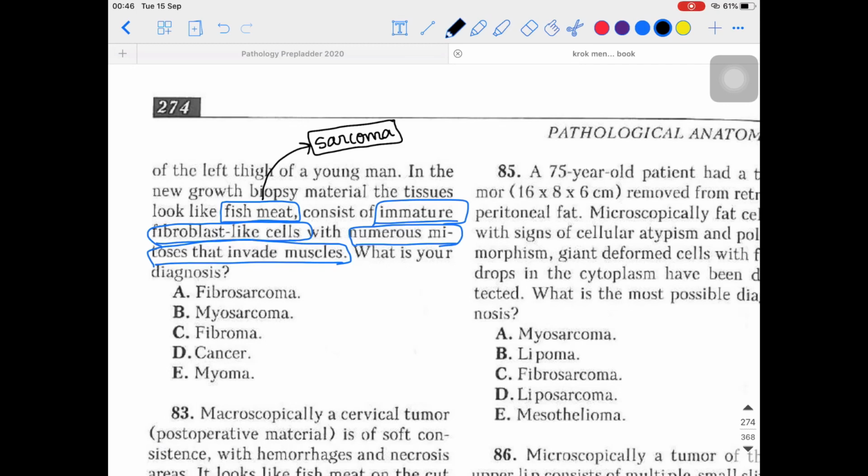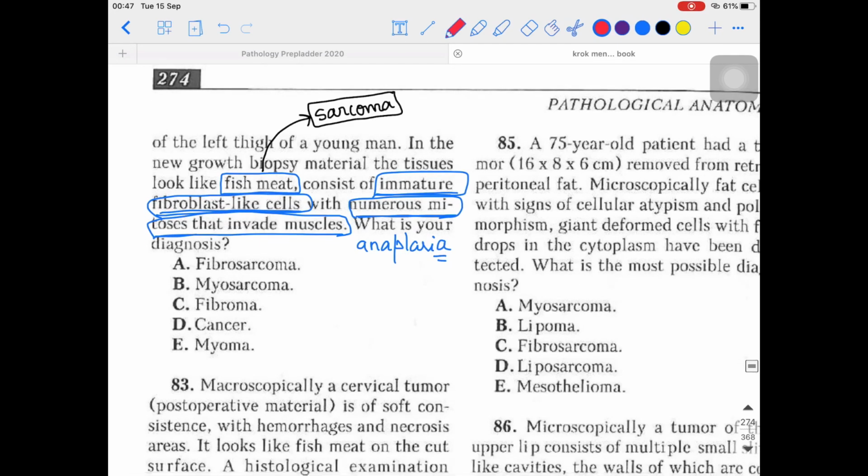Out of these three, they actually mentioned at least two. You should be seeing over here they mentioned immature fibroblast-like cells and numerous mitoses, isn't it? So two components they already mentioned. The third component might be anaplasia as well, right? So what should be the diagnosis over here? Fibrosarcoma. Why sarcoma? I told you that fish-flesh-like appearance can be seen macroscopically if we are talking about the sarcoma, right? So your answer over here will be fibrosarcoma. I hope you got my point here as well.